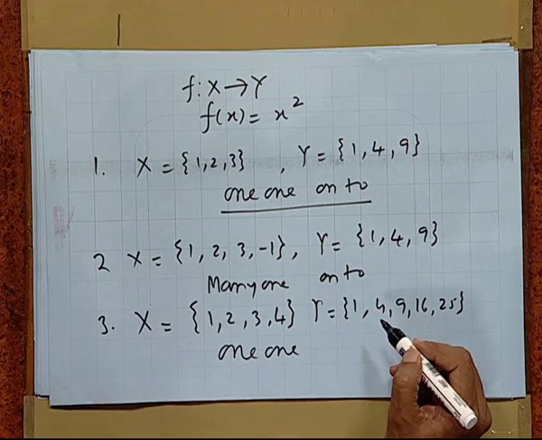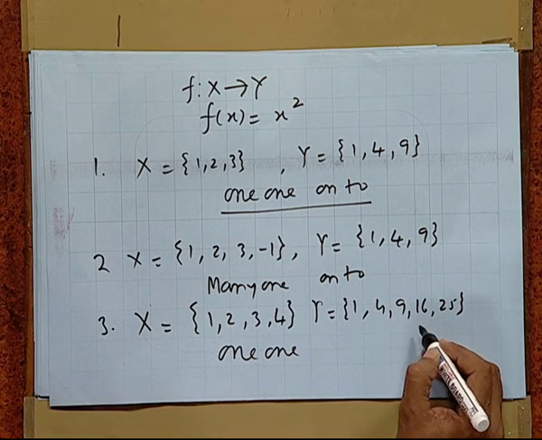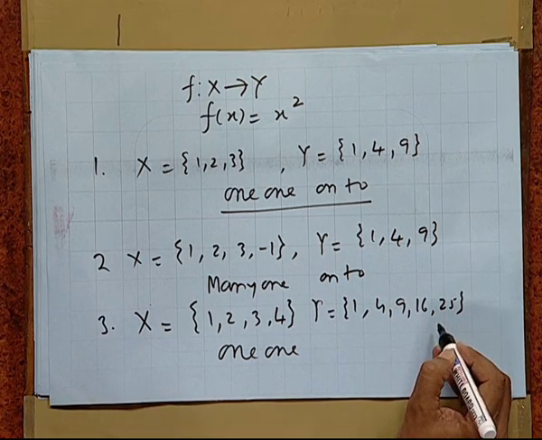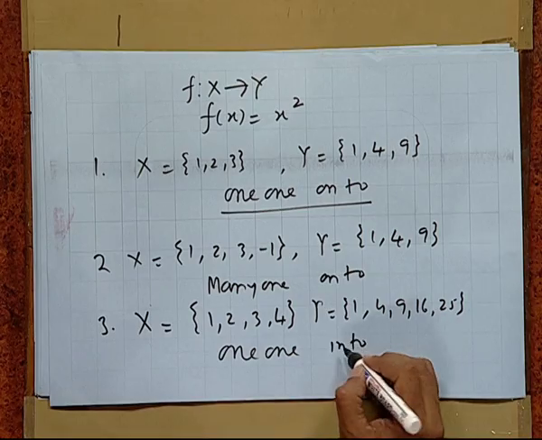Next question is, is it onto or into? Here coming to the codomain, pre-image of 1 is 1, pre-image of 4 is 2, pre-image of 9 is 3, pre-image of 16 is 4. How about the pre-image of 25? Well, there is no pre-image of 25, hence it is a case of an into function.